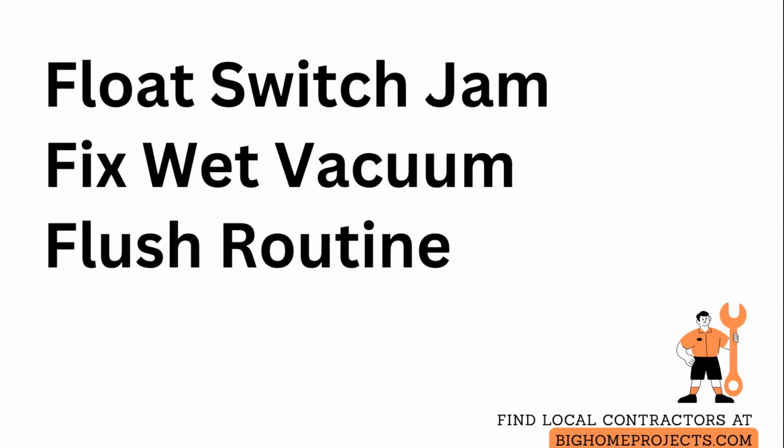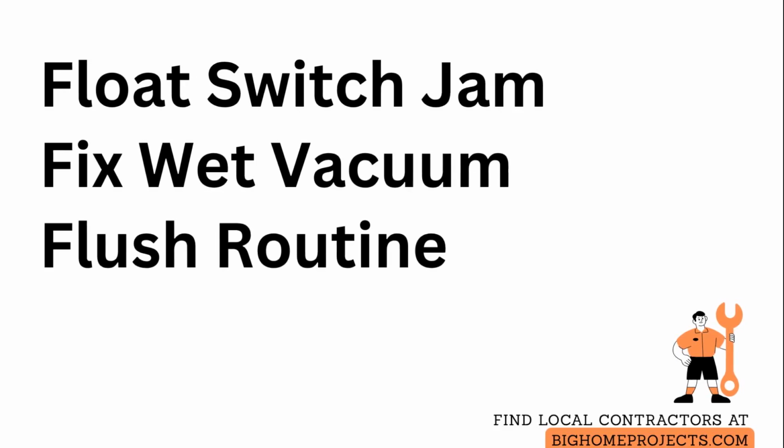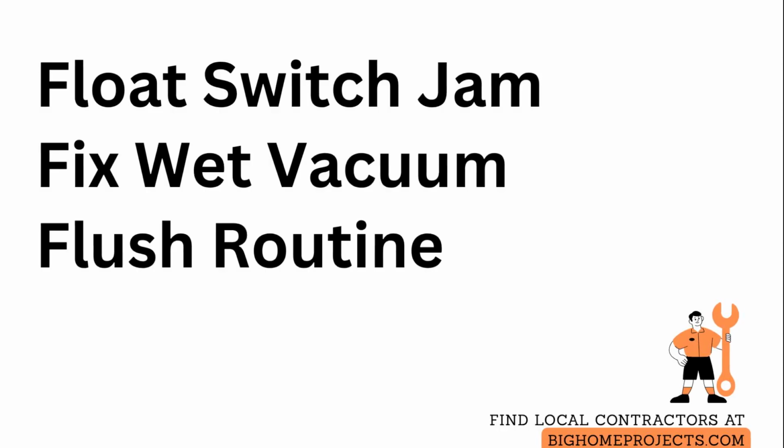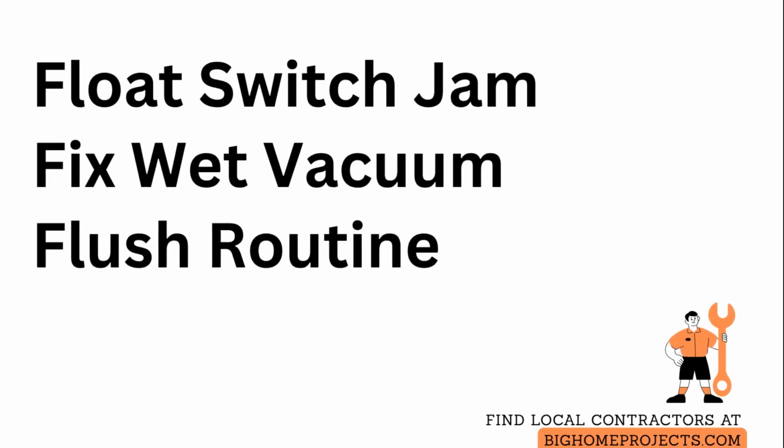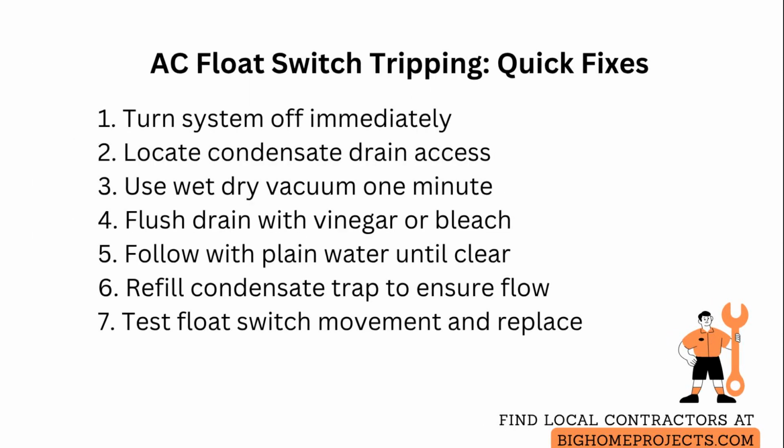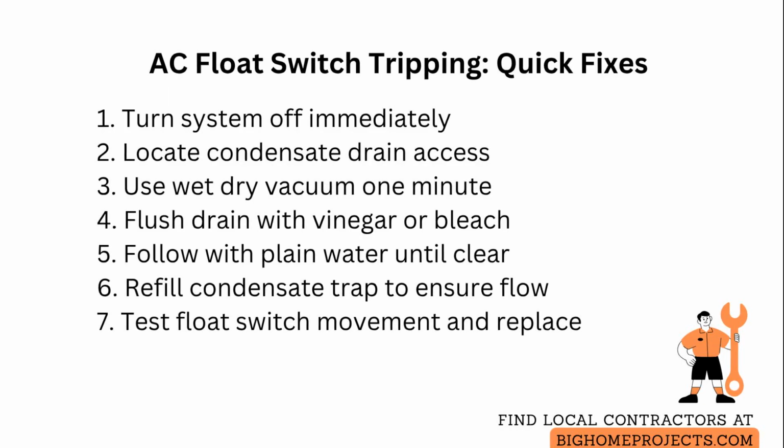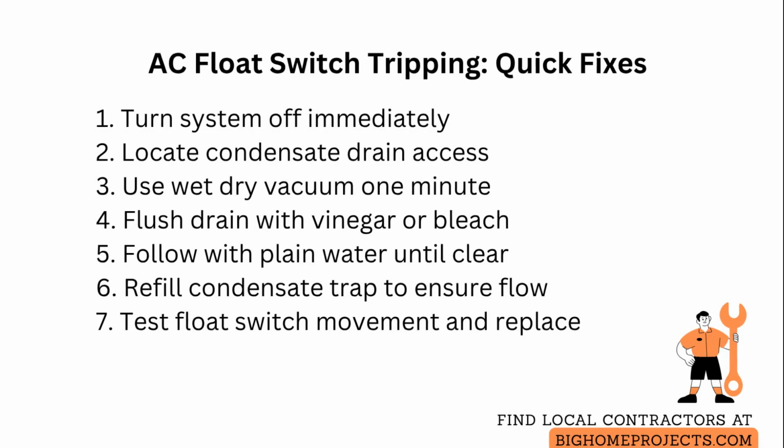If your air conditioner keeps tripping the safety float switch, it means the condensate drain is overflowing or the float is being triggered repeatedly. Start by turning the system off to prevent damage. Locate the condensate drain access, usually a PVC line near the indoor air handler or a pan under the unit, and inspect for standing water.